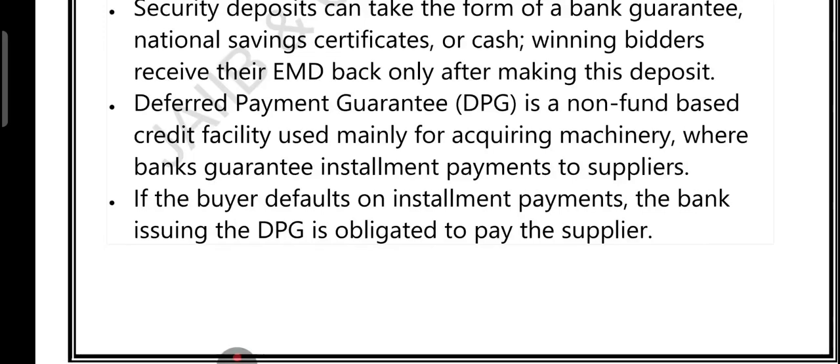Then we have the DPG, which is called deferred payment guarantee. It is a non-fund based facility commonly used for buying machinery. The bank promises to pay the installment to the supplier if the buyer fails to do so. Suppose the buyer did not pay.